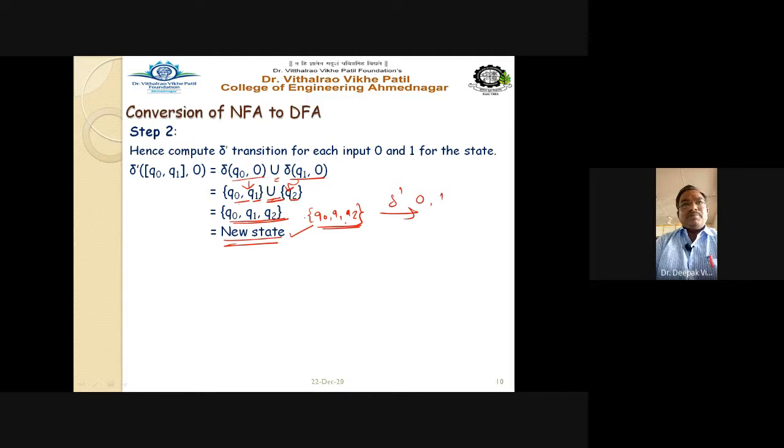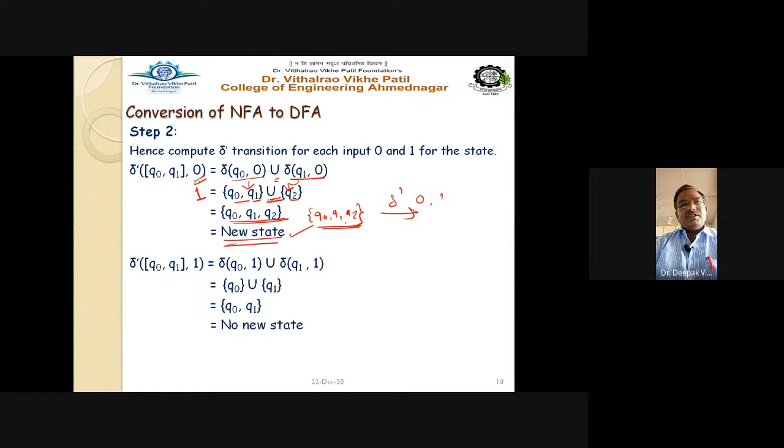Now one point is remaining here, that is our 0 is completed, we have to find out for 1 as input. So take this delta dash of [Q0, Q1] on 1 input, that is equal to delta Q0 on 1 union delta Q1 on 1, that is equal to Q0 union Q1, that is equal to Q0 Q1. This state is already available, it is not a newly generated state, and we already calculated the transitions on both inputs for the Q0 Q1 state. So I have written here, no new state is generated.